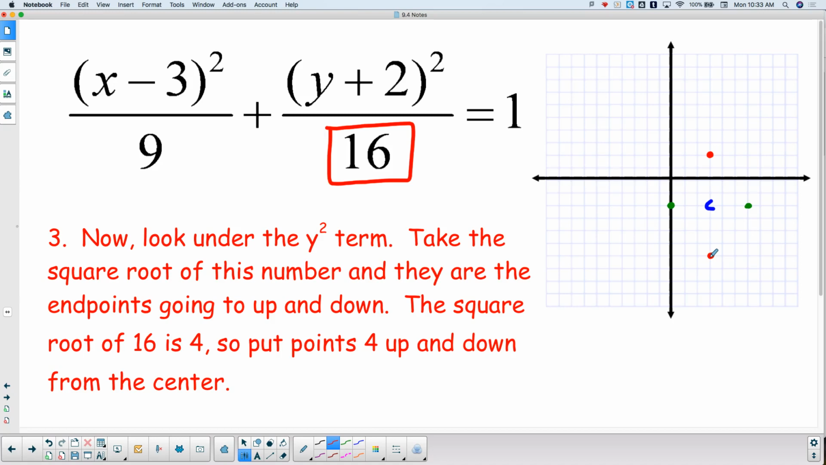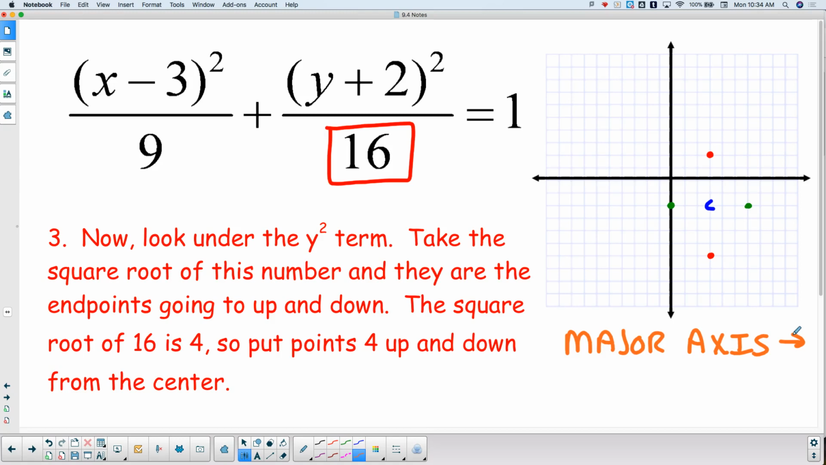That gives me the endpoints of my vertical axes. Now, there are 2 axes in an ellipse. There's a horizontal axis and there's a vertical axis. One of them is called the major axis. The major axis is the longer of the 2. In this particular case, which axis is longer? The horizontal or the vertical?